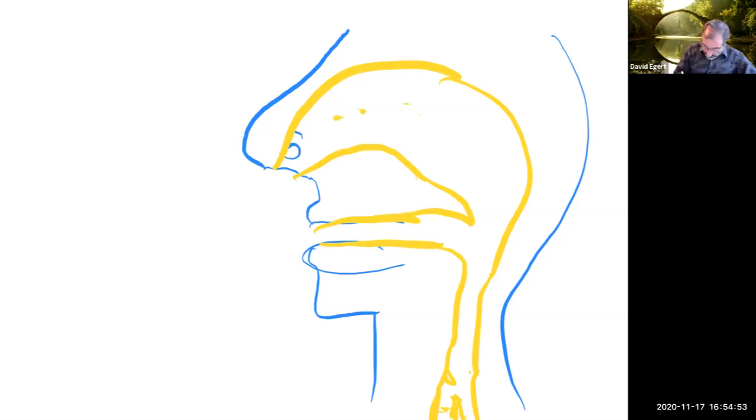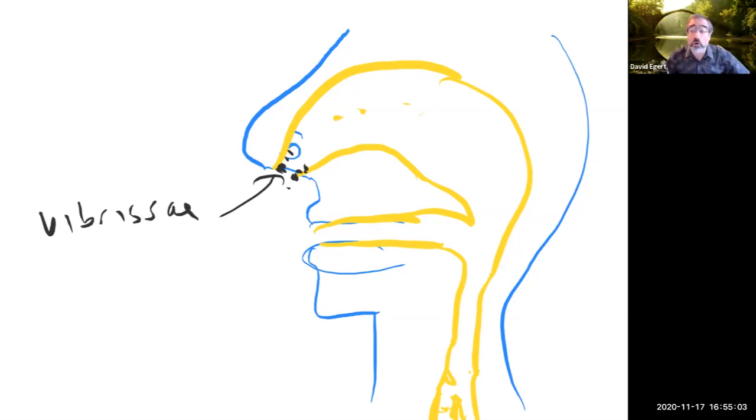So first thing, I'm sure most of you have seen, you have what we call the vibrissae. That's the fancy word for nose hairs. So if you've got big things, they get caught in the nose hairs that are lining what we call the external nares, the little tubes going up into your nose, into the nasal cavity.